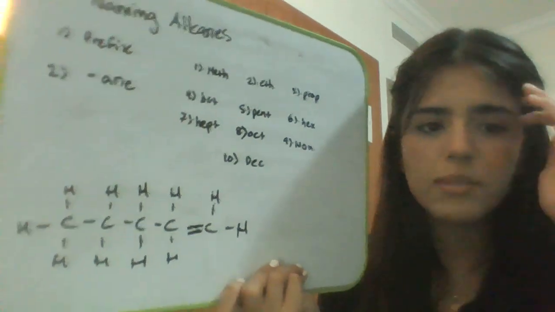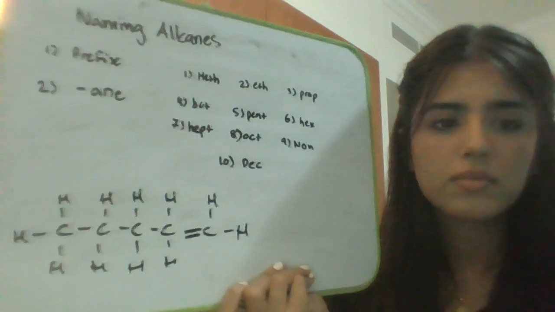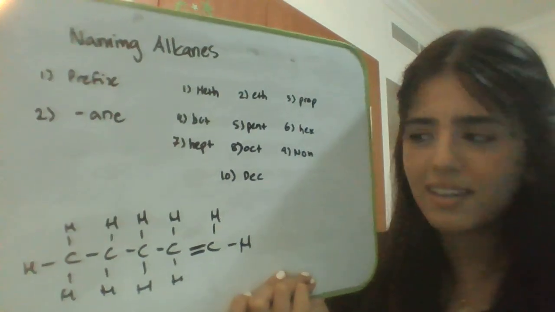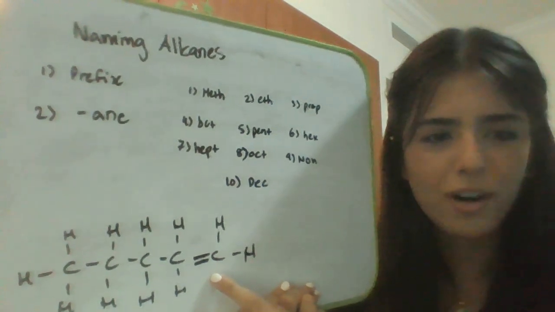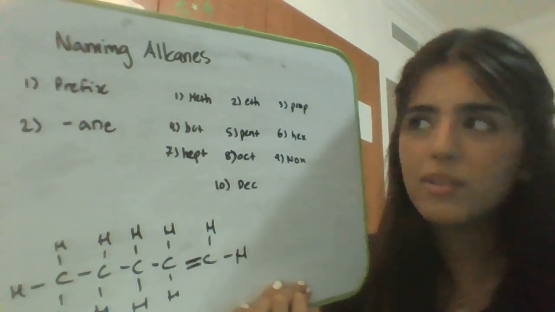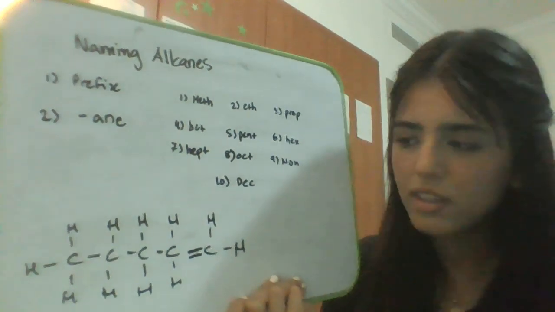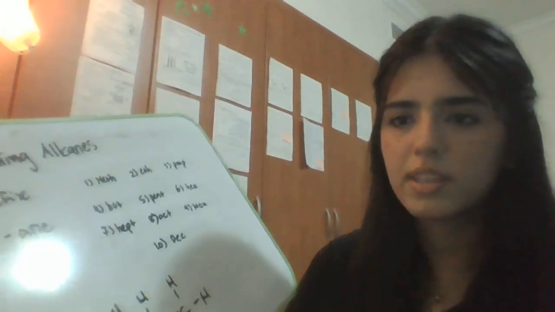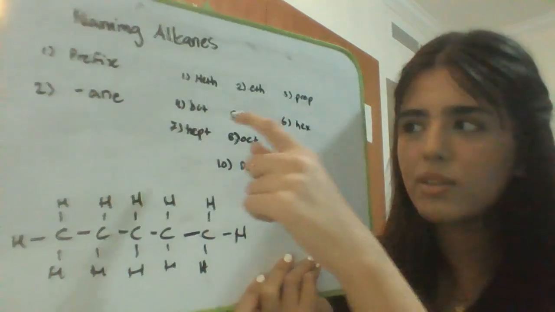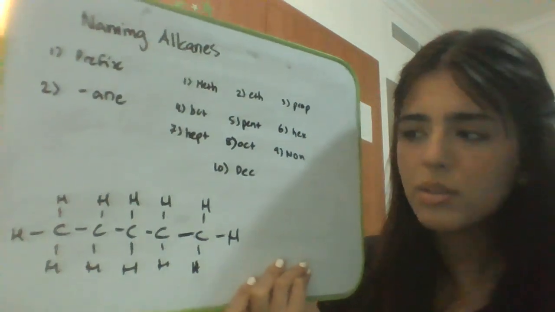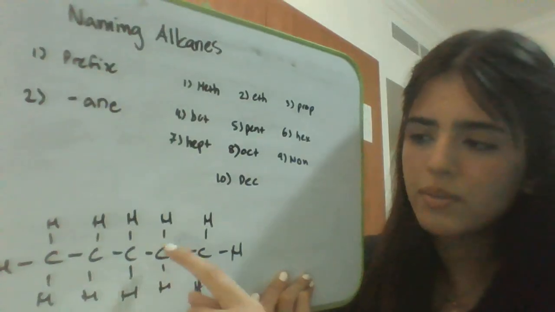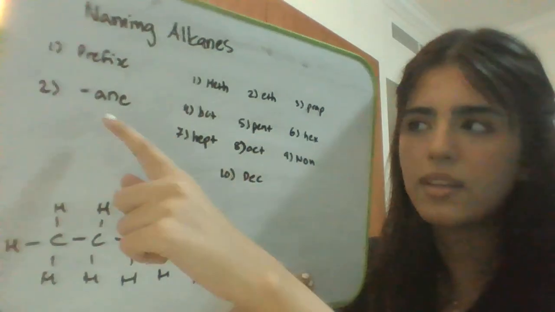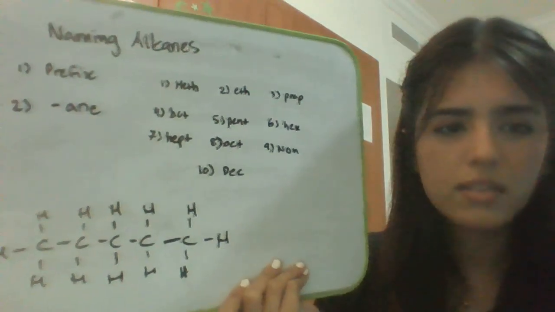Okay, so I want you to name this compound. Okay, so I tricked you guys. This is not an alkane because it has a double bond with one of the carbons. So this is not an alkane, and you cannot name it according to these rules. So we're going to remove this bond, and we're going to add a hydrogen. Okay, now we can name it according to these rules because they're all single bonds. So count the carbons. 1, 2, 3, 4, 5. 5 carbons, so we're going to look at the prefix for 5, which is "pent," and add the "ane." So this is pentane.